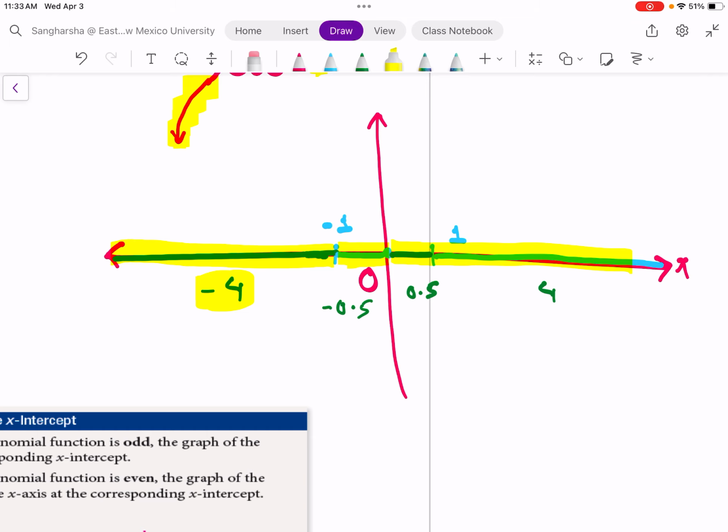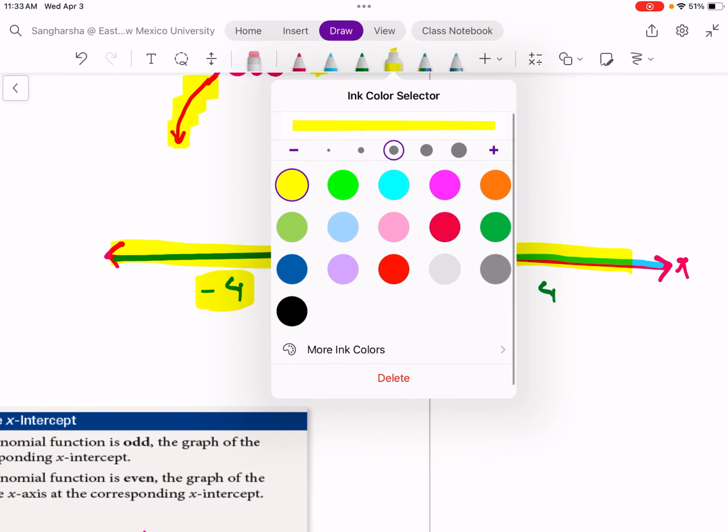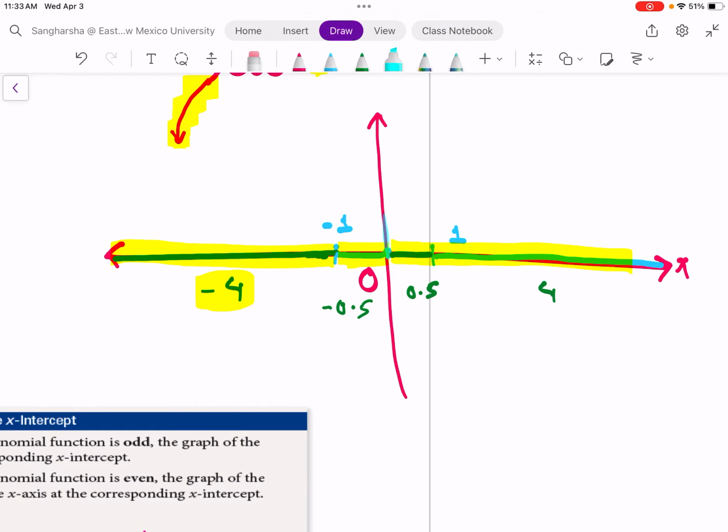Not the end behavior. So negative 4 is the input, right? We choose negative 4, negative 0.5, positive 0.5 and positive 4 from the x-axis. It means these are the inputs. Okay, so we find the output for each function, and if our output is positive, it means our graph is above the x-axis. Output means y value, right? Y coordinate. So we have our y coordinate positive above the x-axis, right? And negative below the x-axis.